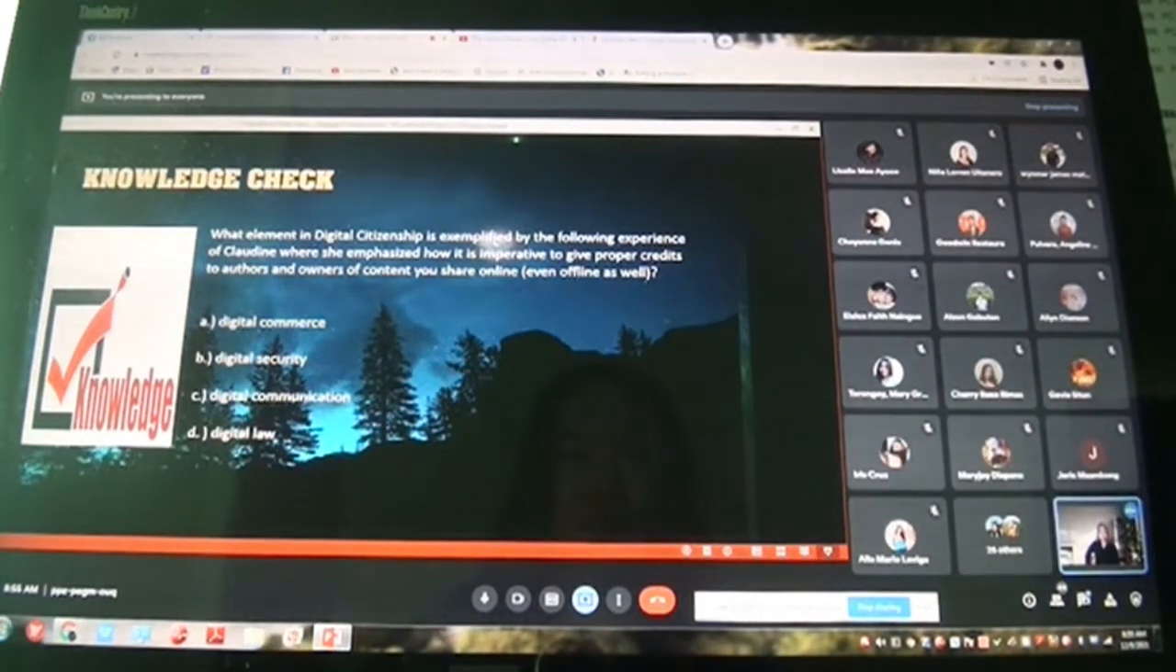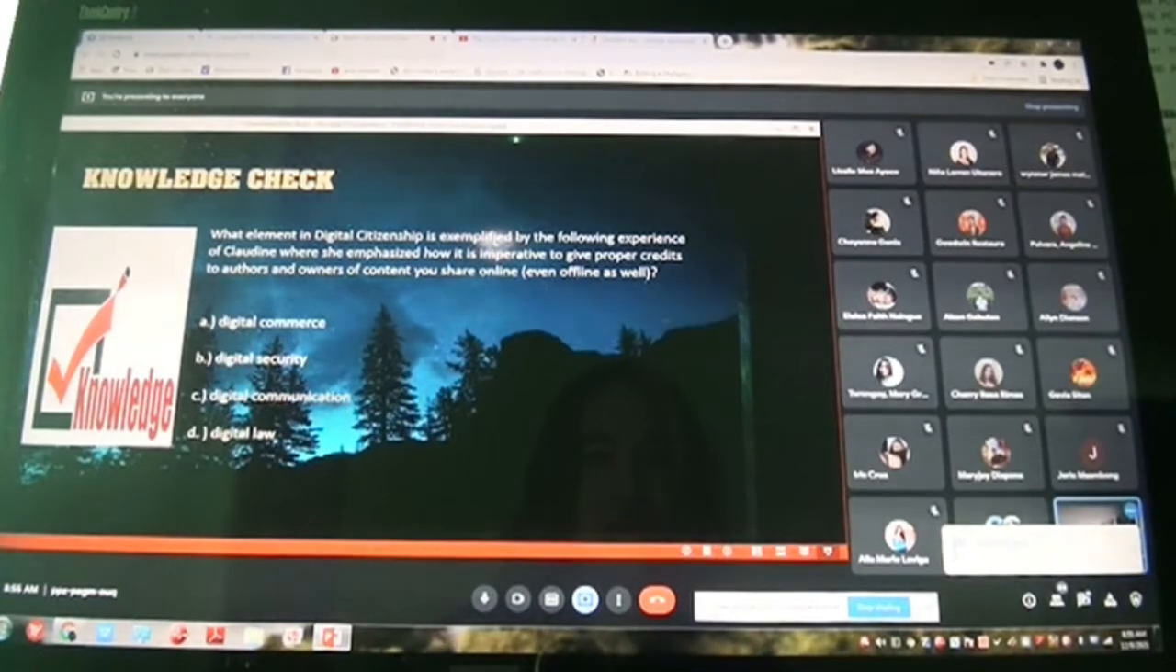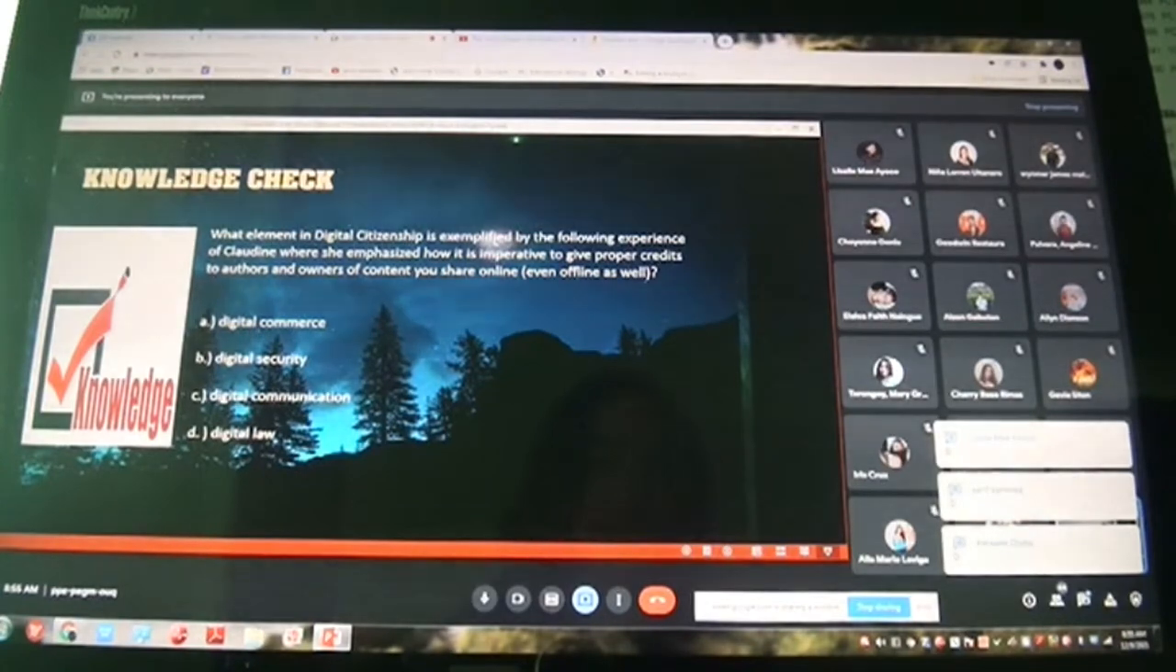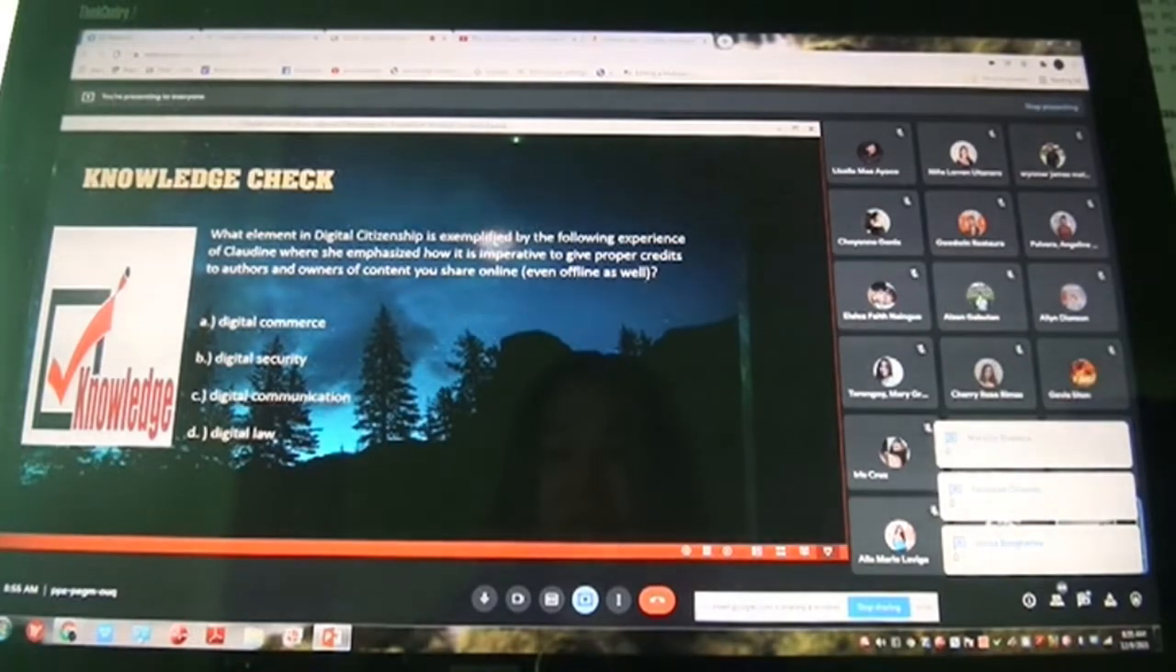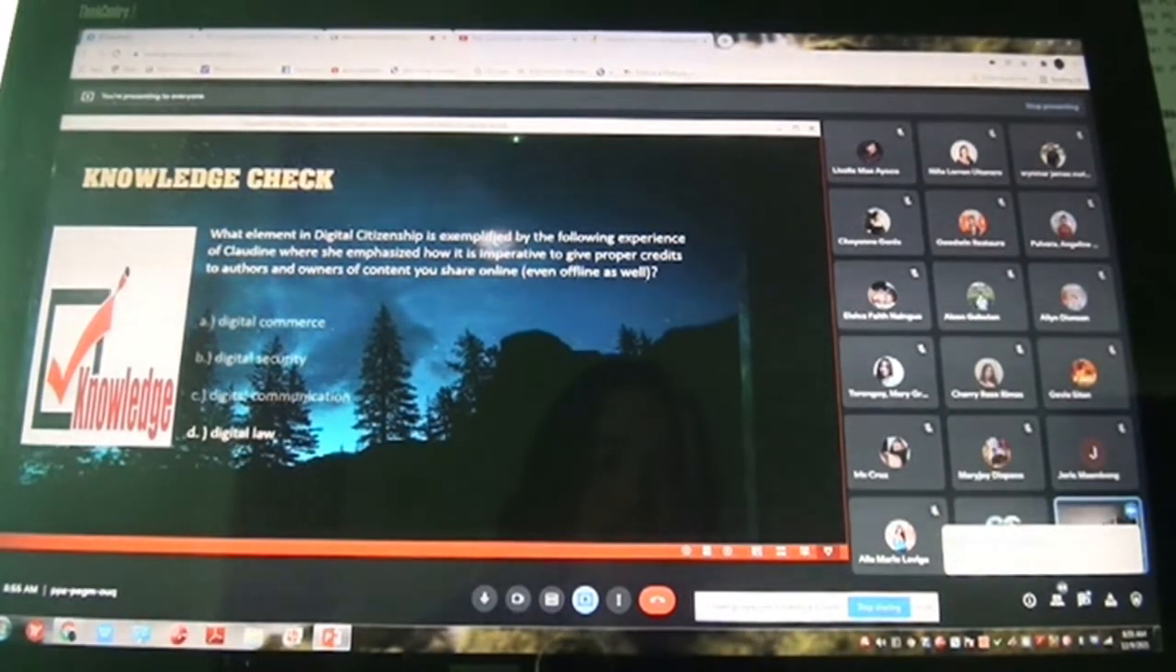Next, what element in digital citizenship is exemplified by the experience of Claudine, where she emphasized how imperative it is to give proper credit to authors and owners of content you share online or even offline? A. Digital commerce. B. Digital security. C. Digital communication. D. Digital law. The trend is that everyone is answering letter D. The answer is letter D, digital law.